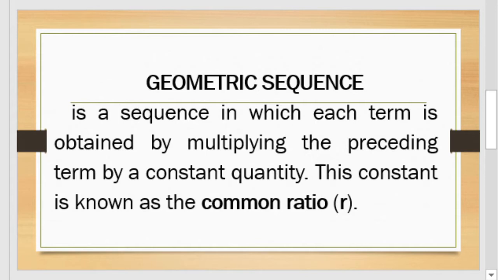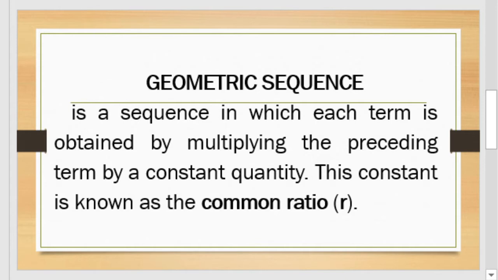Now, how do we find the common ratio? If you would recall, to find the common ratio, all we have to do is to choose any two consecutive terms of the geometric sequence, di ba? Pwede sa first term, sa second term, pwede second term, third term, basta sunod sila. And then, you just simply divide them.